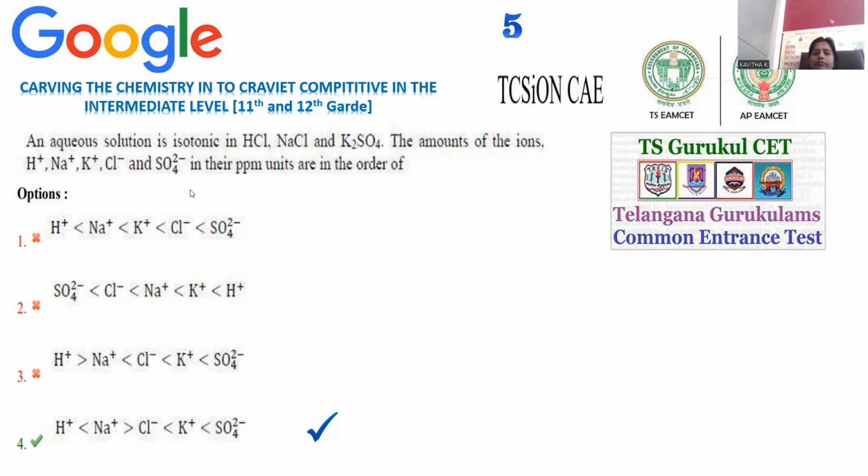These many aqueous solutions are given to you: hydrochloric acid, sodium chloride, potassium sulfate. In that, the amount of individual ions is to be calculated. And there is a hint: all the solutions are said to be isotonic in nature. Isotonic means that if all the solutions are equally concentrated, those are called isotonic solutions, right?